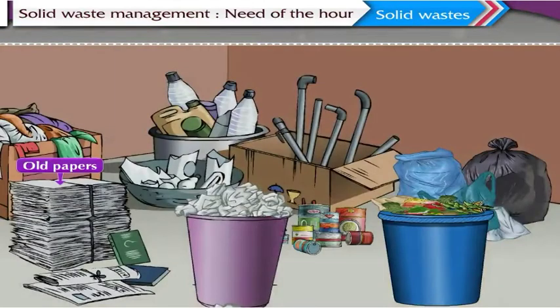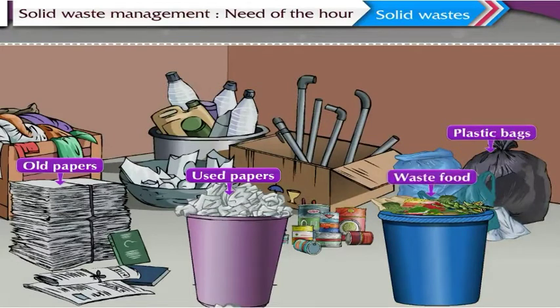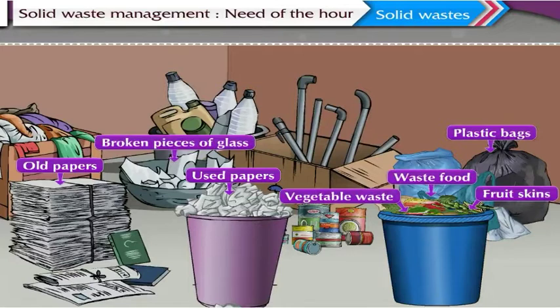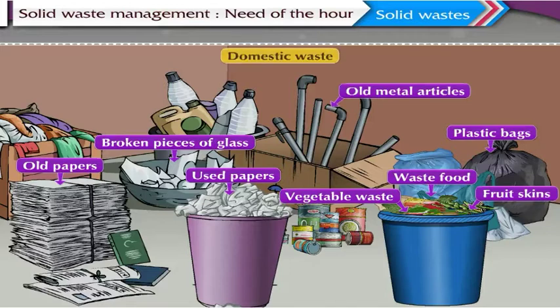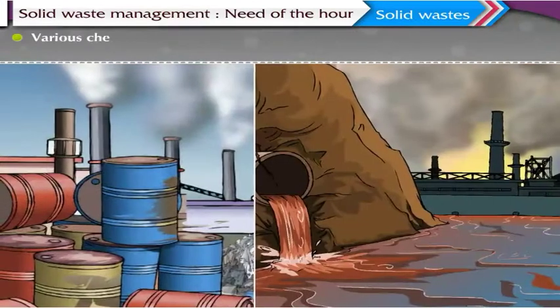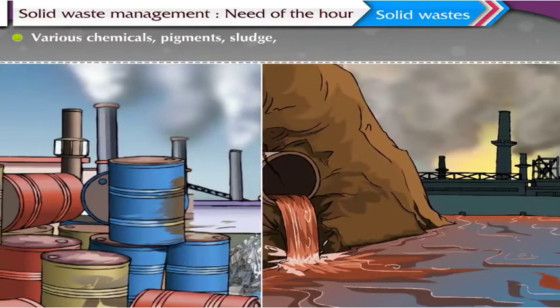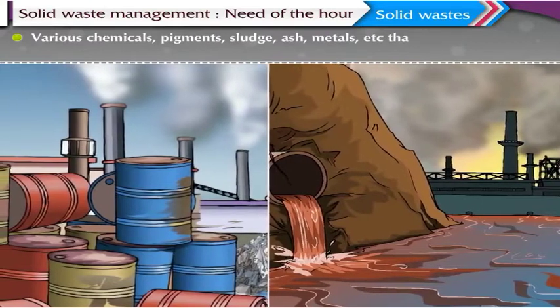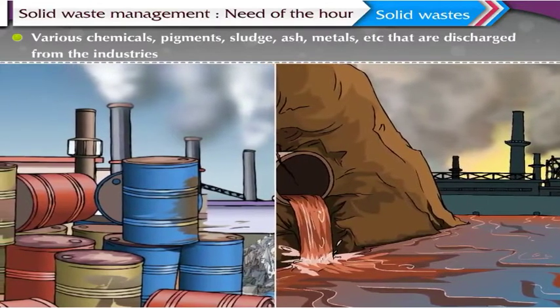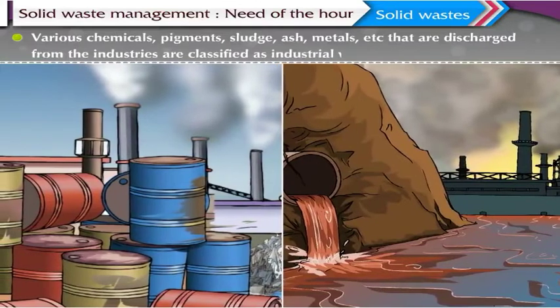Old newspapers, used papers, plastic bags, waste food, vegetable waste, fruit skins, broken pieces of glass, old metal articles, etc. are the waste generated in our homes. All these wastes are categorized as domestic waste. Various chemicals, pigments, sludge, ash, metals, etc. that are discharged from the industries are classified as industrial waste.